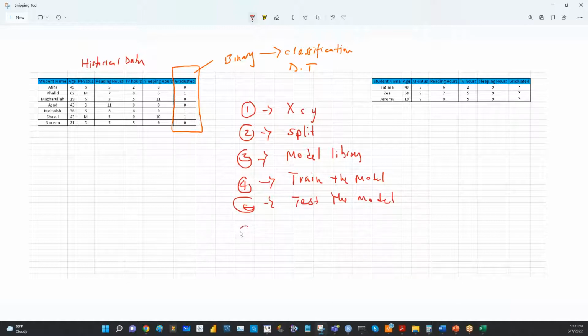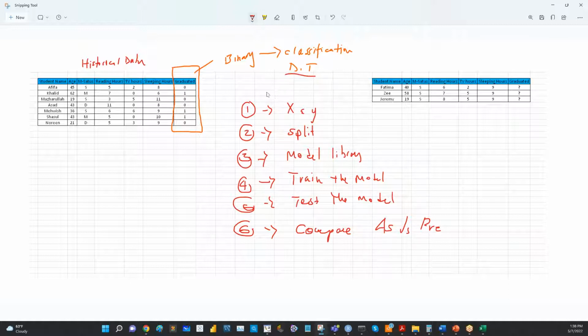Number six, we are going to compare the actuals versus predictions. So this is an overview of the overall steps required to build a machine learning model. And we are going to use decision tree.